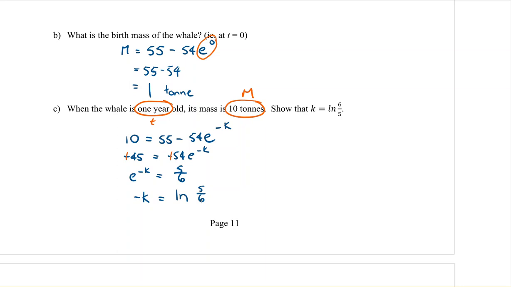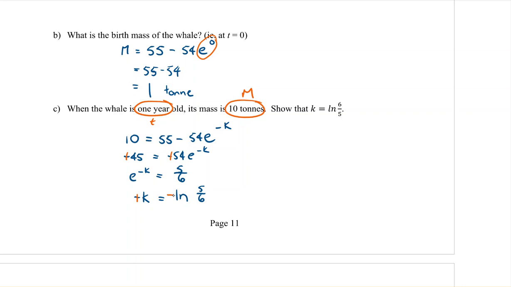It's almost where it needs to be. I still have a minus in front of that k, which means I want to move that to the other side. So let's make it a plus on that side, which means it's minus ln of 5 over 6.